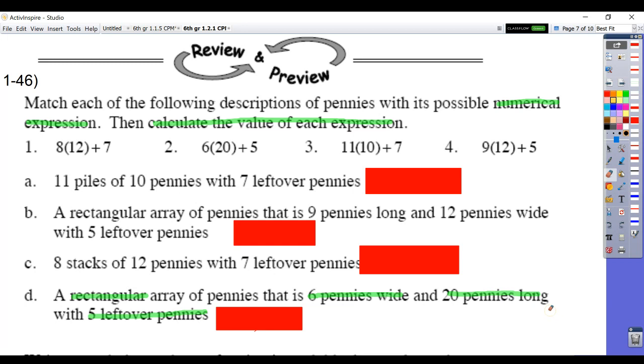So you're going to have A match up with one of these, B, C, and D, and then you're going to need to find the value of all 4 of these.